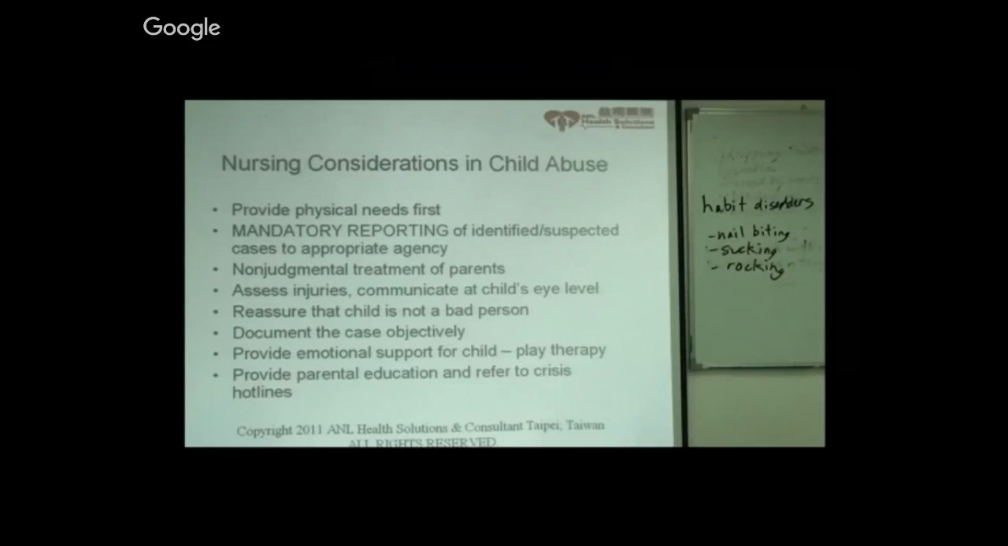Reassure the child that he is not a bad person. You tell them, you are not bad. It's not your fault. It's your parents' fault. No, kidding. Nurses should be non-judgmental. I told you, you should be in the middle. Neutral.